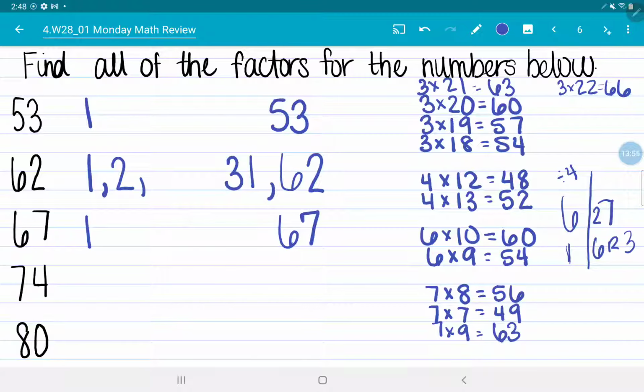Will 74 be prime or composite? Do you agree, Jaden? Tommy, do you agree? Yes. Jeremiah, do you agree? Nope. Defend your answer. 2 times 37 equals 74. Yeah, it's an even number. If it's an even number, can it be prime? No. So we know we can start with 1 and 74.